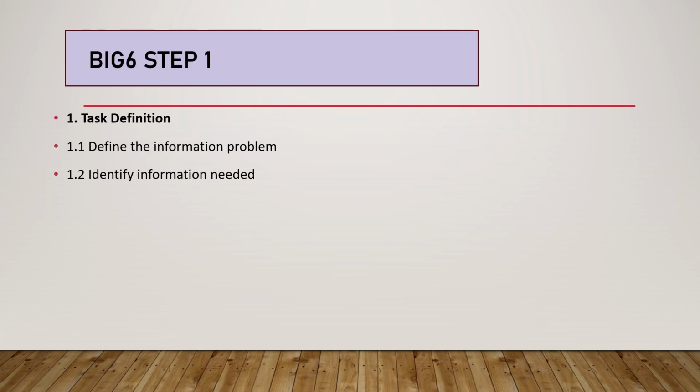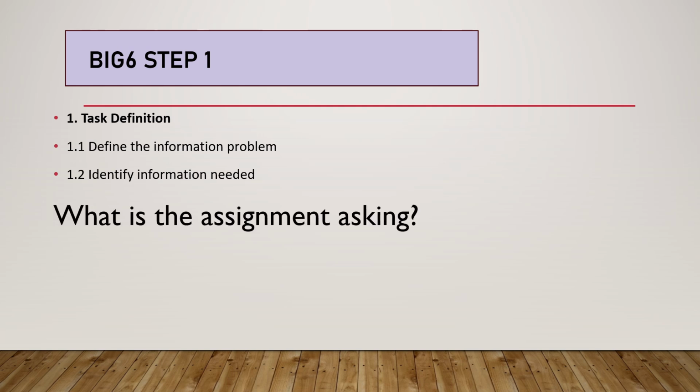Okay, so Big 6, step number 1, task definition. And then we've got 2 parts. We need to define the information problem and we need to identify the information need. We can't do one without the other. So what is the assignment asking? What are the things I need for this assignment? What direction do I need to take? Where do I need to end up? Sometimes knowing where you need to end up and working backwards is a very helpful process to make sure you've got the right infrastructure in place as opposed to starting at the beginning and wandering down a lot of tangents and then not necessarily getting to the right spot.